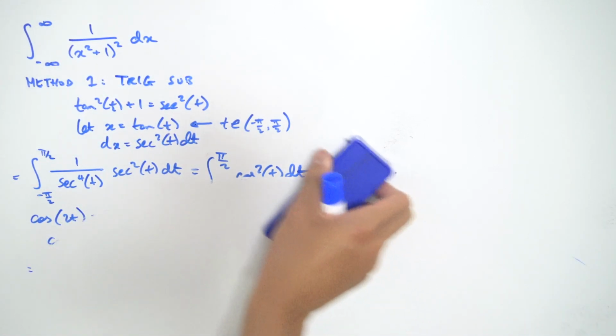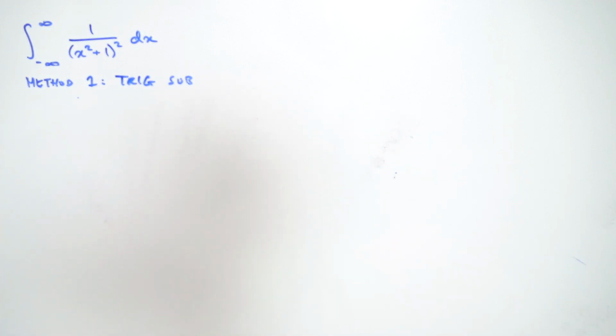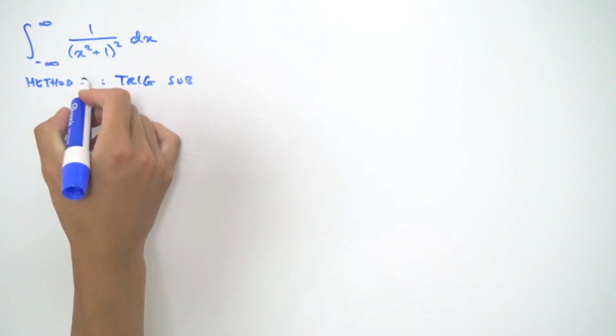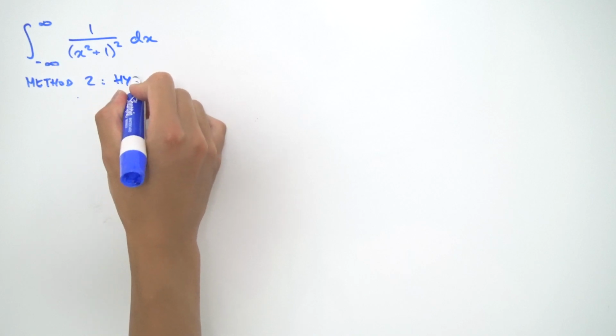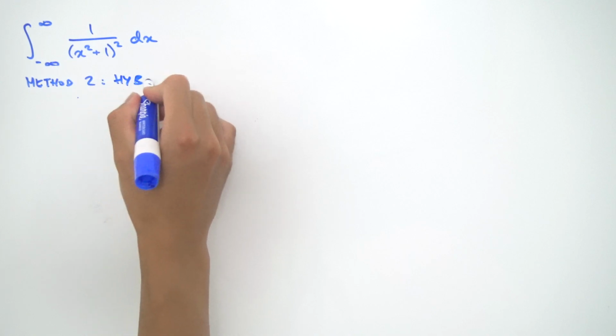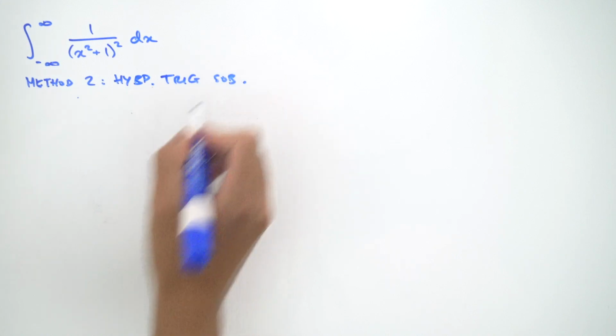So that's using trig sub. And now we're going to look at the second method. The second method is going to be probably the longest method. So method number 2, instead of trig sub, we're going to take a look at hyperbolic trig sub. So I'll just write it as hyperbolic trig sub like so.